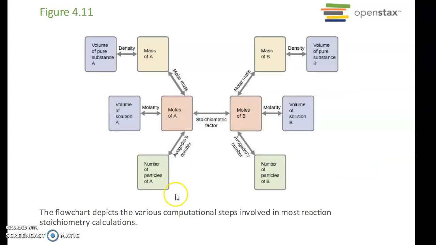This flow chart depicts the various computational steps involved in most reaction stoichiometric calculations, in terms of density of something or the mass of it, giving you the moles and the volume or the number of particles, different ways for you to get the number of moles of these different ones. And then from the balanced equation, you get the moles of one and the moles of the other required.